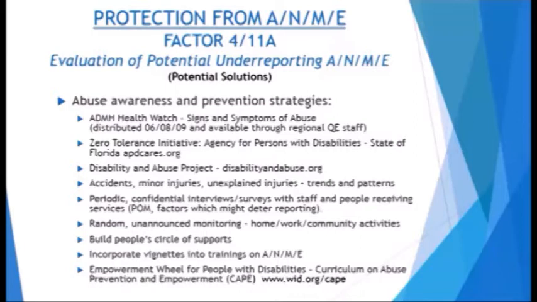Certainly consider conducting random unannounced monitoring of homes, the activities, and especially late at night. You know, the staff get used to people coming right at administrative staff initial shift, but being late at night, you can learn a lot more about what's going on.